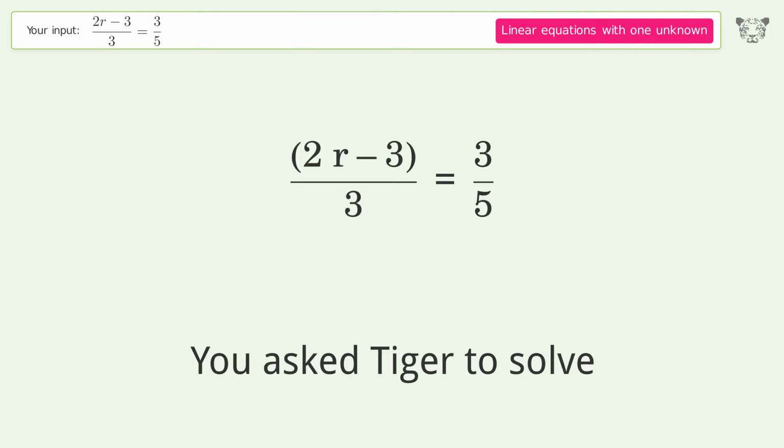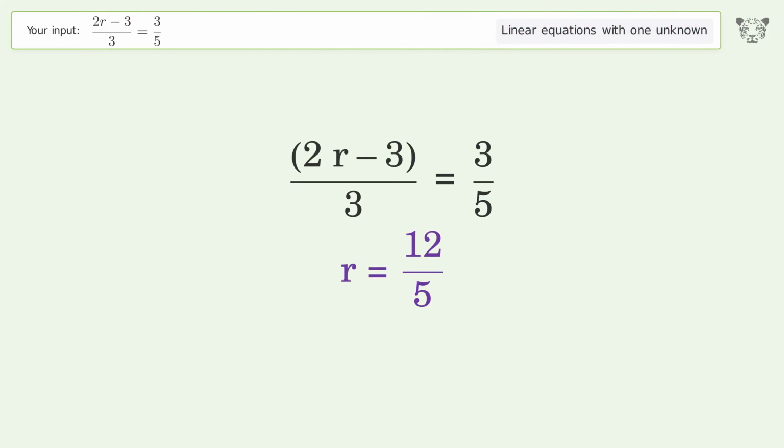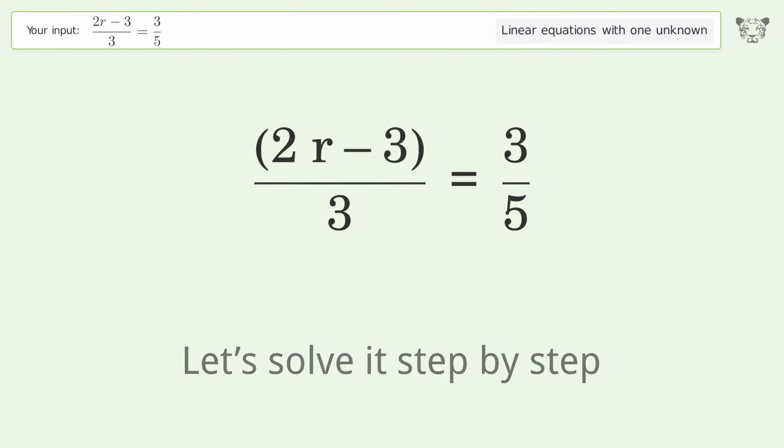You ask Tiger to solve. This deals with linear equations with one unknown. The final result is r equals 12/5. Let's solve it step by step.